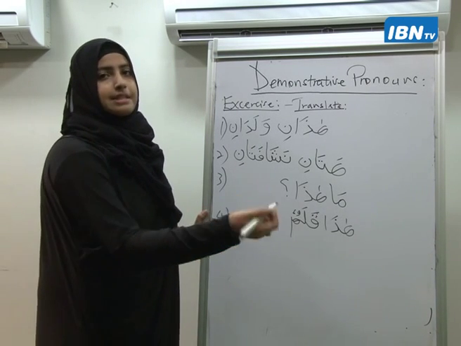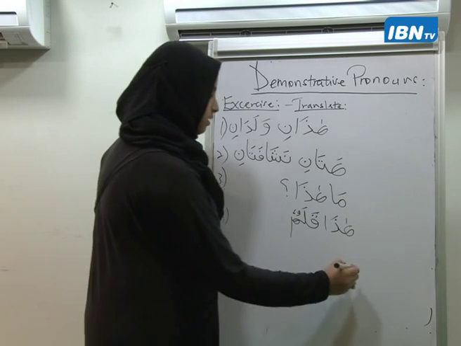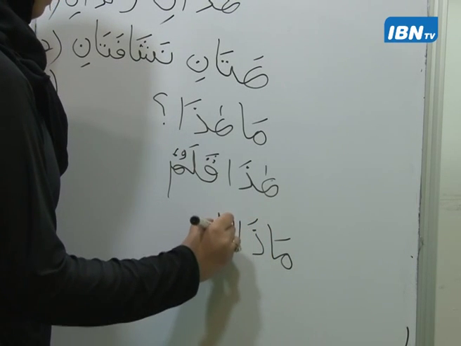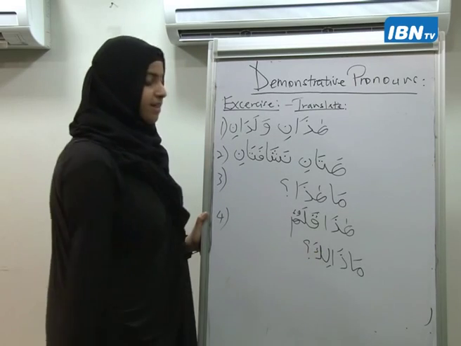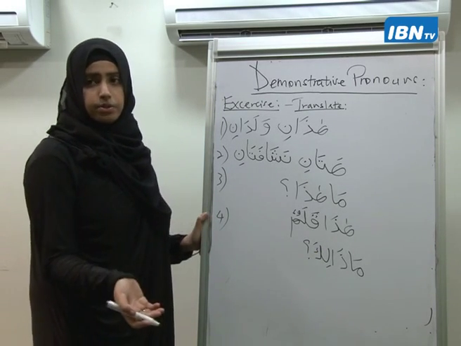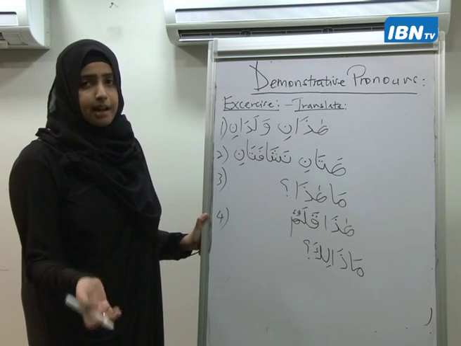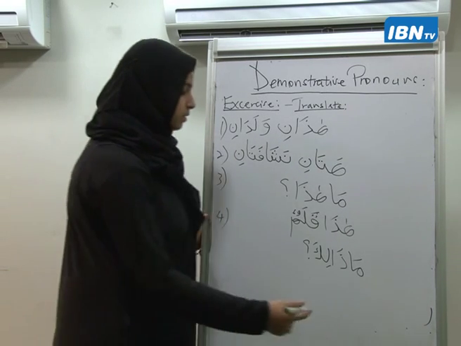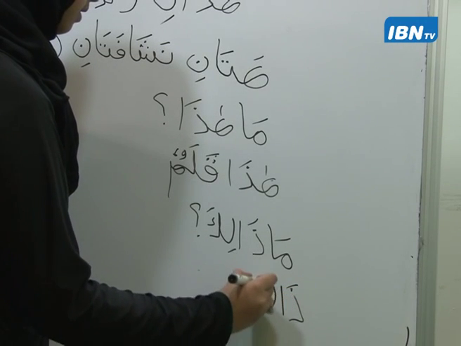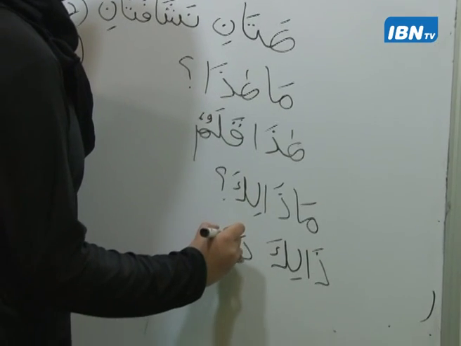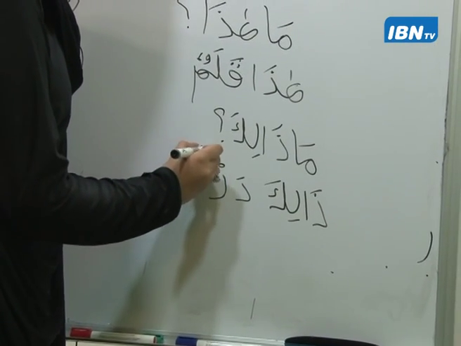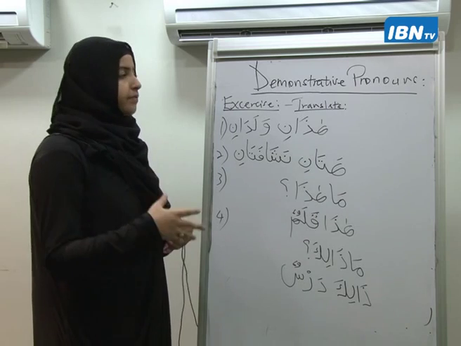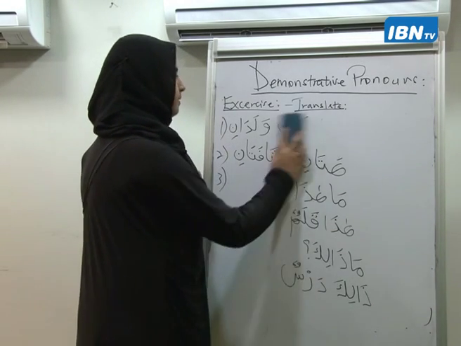What if I ask you, what is that? So I'll say ma dhalika. Ma dhalika means what is that? So you will say dhalika darsun, that is a class. Obviously you won't say tilka. Why not tilka? Because tilka is only used for feminine. So ma dhalika? Dhalika darsun, which means that is a class. So such simple sentences you have to know how to formulate. Now let me give you another small simple exercise.